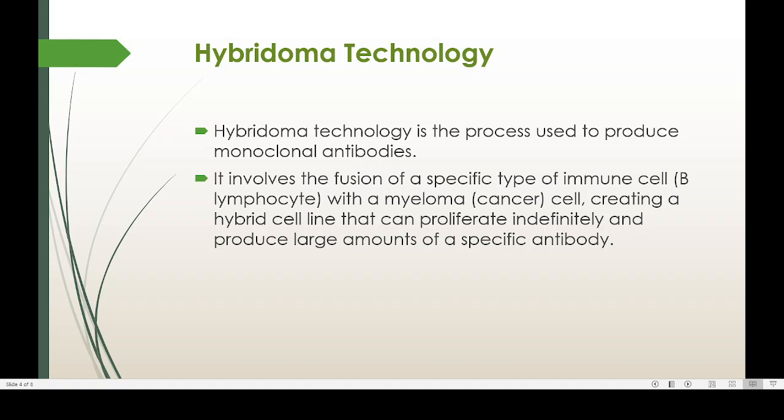In this, the normal cell is capable of producing antibody. One important feature of the myeloma cell, or cancerous cell, is that they can multiply unlimitedly.